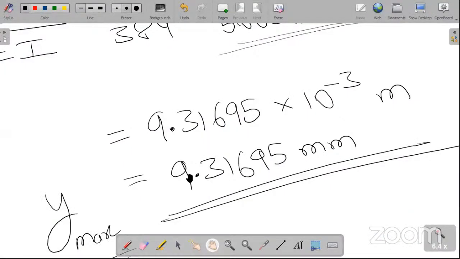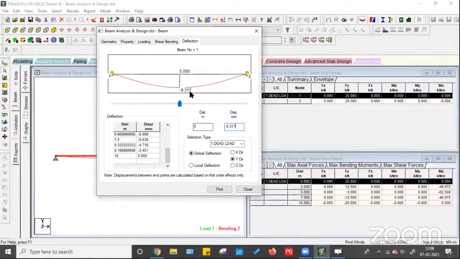What we got was 9.31695. So ours is more accurate because it has more decimal places. Here it is just 9.317, so they have just rounded off. And you can see this displacement is in millimeters, 9.317.